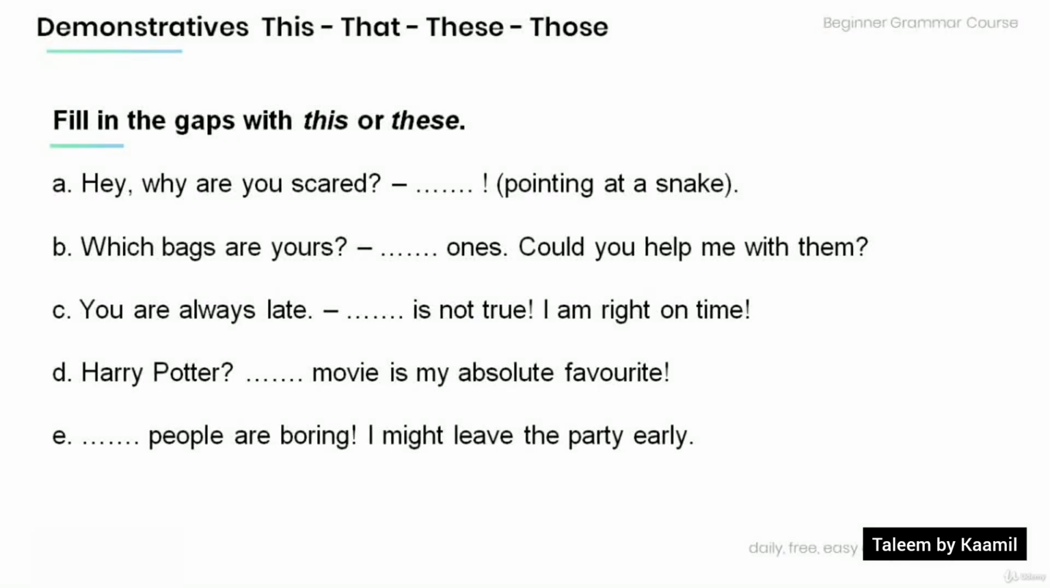Now time for you to practice on your own. Have a look at the following sentences and fill in the gaps using this or these. A. Hey, why are you scared? Pointing at a snake. B. Which bags are yours? Ones. Could you help me with them?